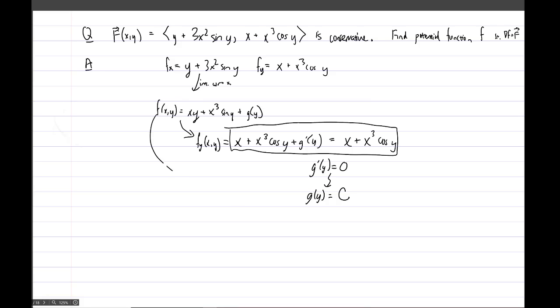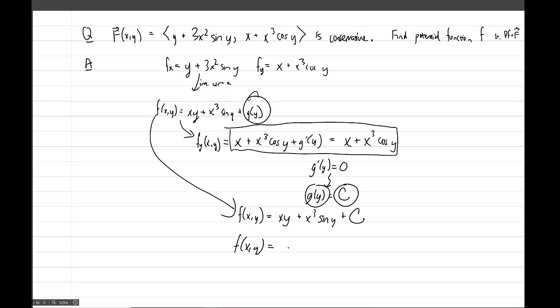This tells us that f of x comma y could be xy plus x cubed sine y plus g of y, which we're about to replace with c. So we could put a c here, and if we want a specific example of a potential function, we could have xy plus x cubed sine y plus 1, 2, 3.